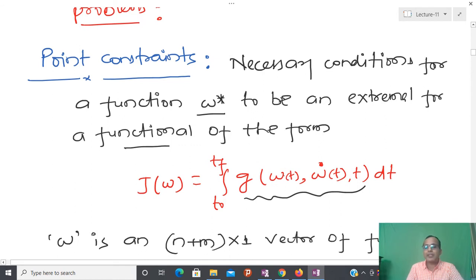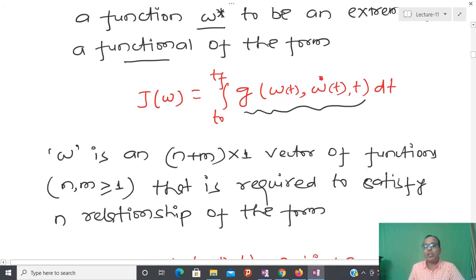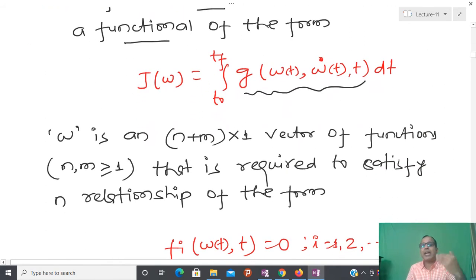is some kind of function, because a functional is nothing but a function of functions. Due to that reason we are assuming that omega is some kind of function, and that omega is differentiable. After that we are assuming that g is also sufficiently smooth, such that I am able to calculate the variation, because in order to find the extremum, we have to see the variation and put the first variation equal to 0. So that is the goal.